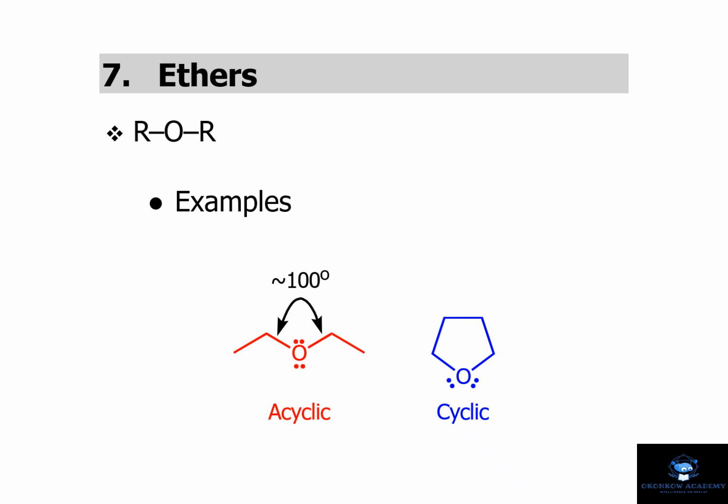Ethers have the general structure ROR, an oxygen atom bonded to two alkyl groups. The bond angle at oxygen is approximately 100 degrees, slightly compressed from tetrahedral due to lone pair repulsion. Ethers can be acyclic, like diethyl ether, the classic laboratory solvent, or cyclic, like tetrahydrofuran, another common solvent. You can look into those examples.